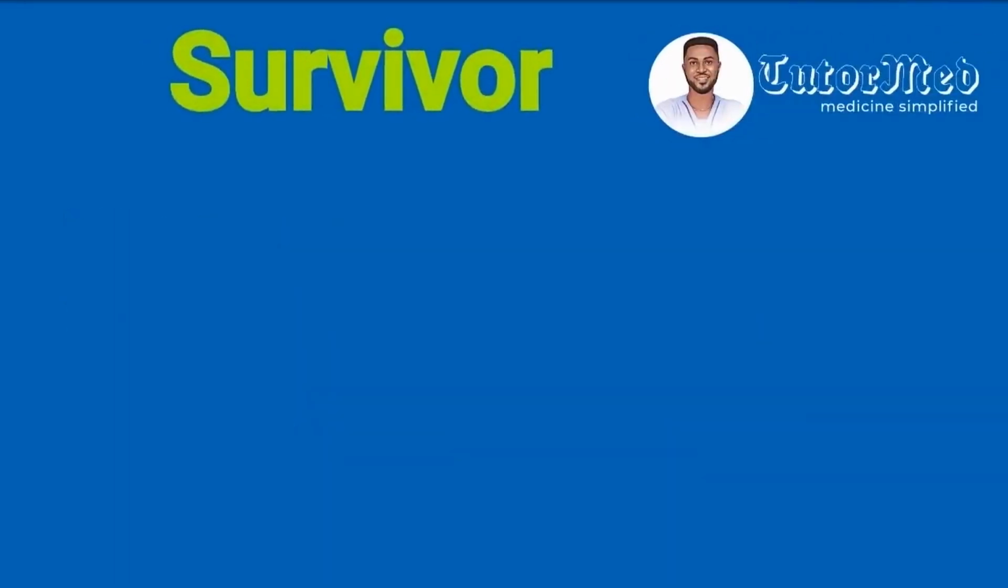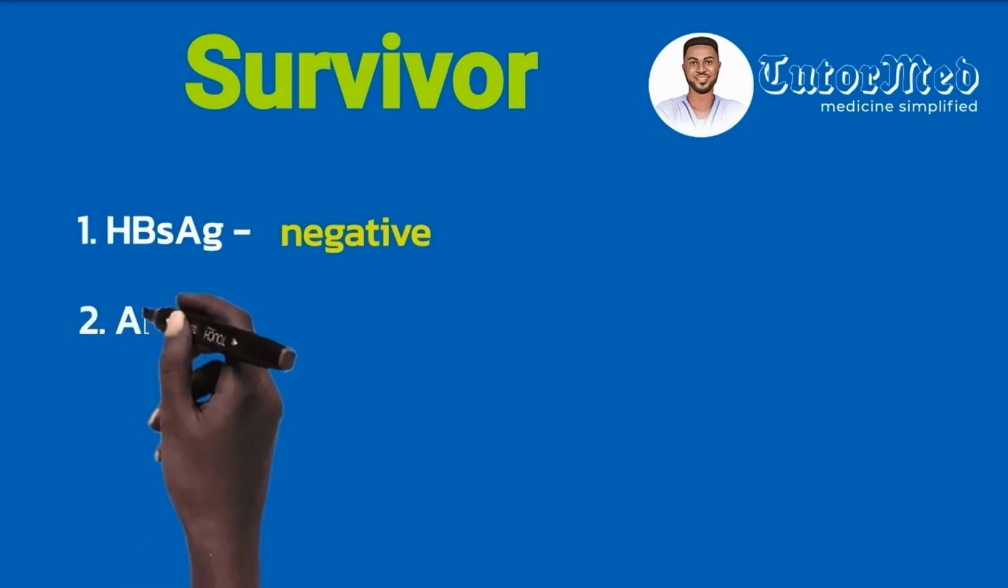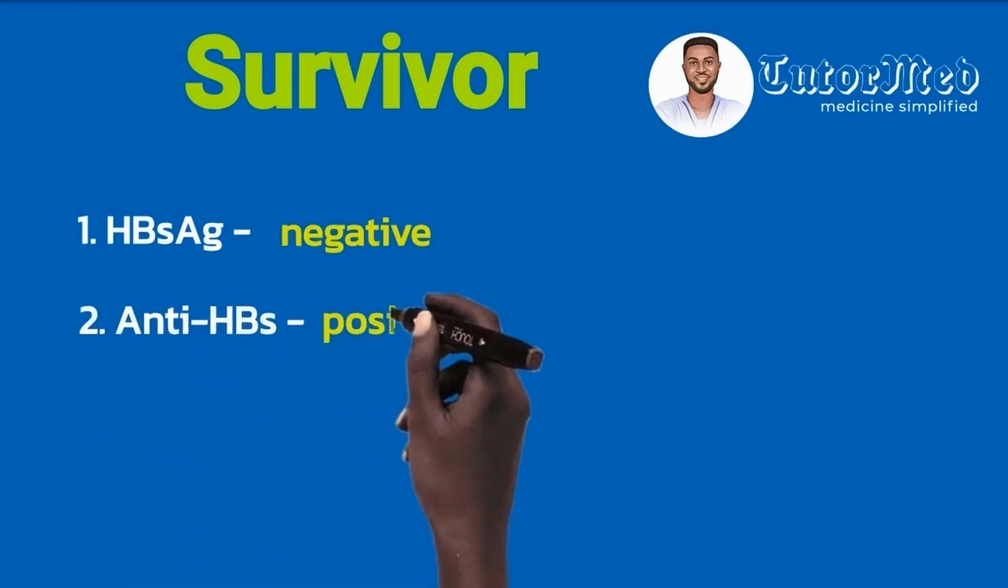And so for the survivor, how would the profile look? The first place to go to again is the S family. Here, the surface antigen will be negative because the patient hasn't got an infection. He has survived the infection. The surface antibody will be positive, indicating that the patient is now immune. The next question, as usual, is this immunity, did it come because the patient was vaccinated in the past or because he survived a past infection? You go and then ask the core antibody.